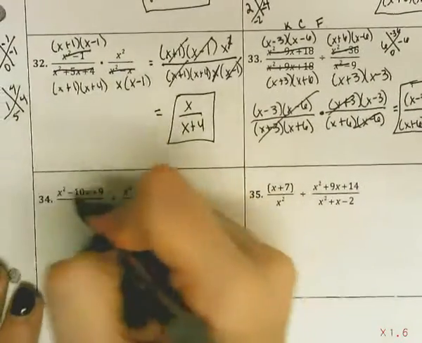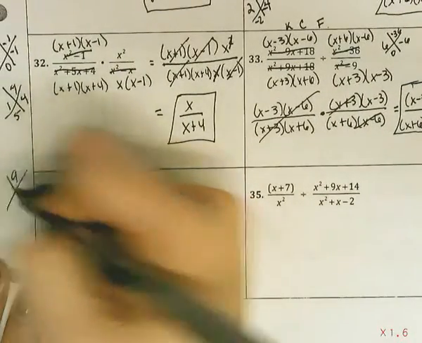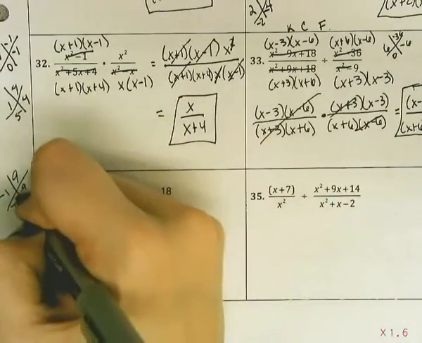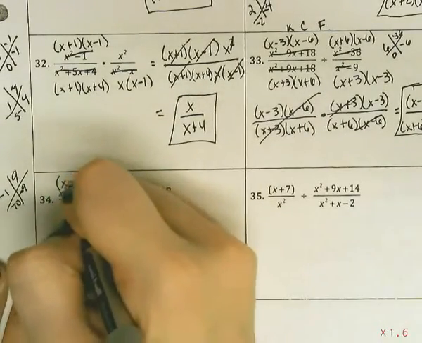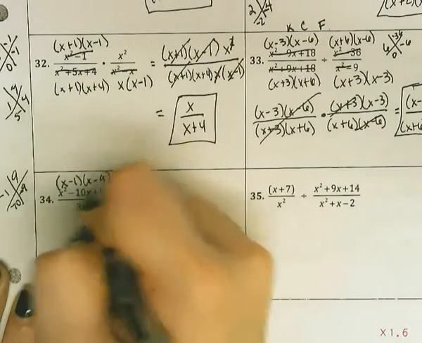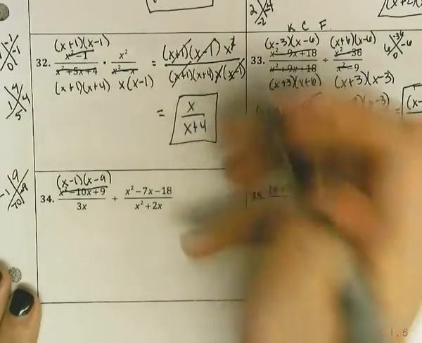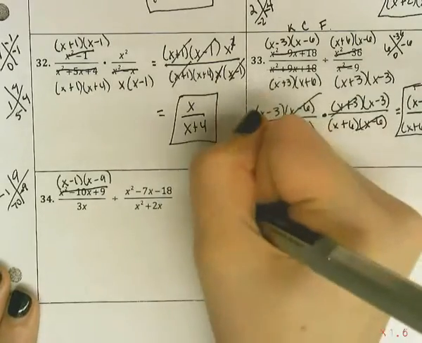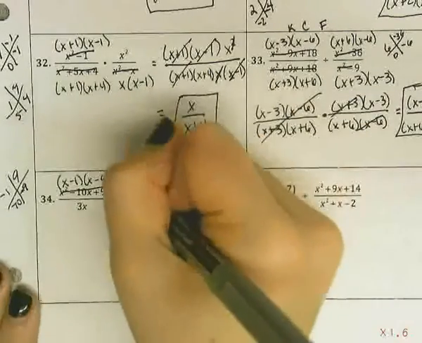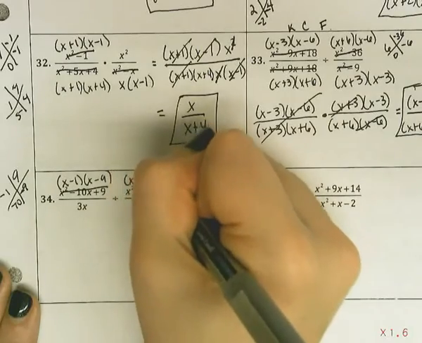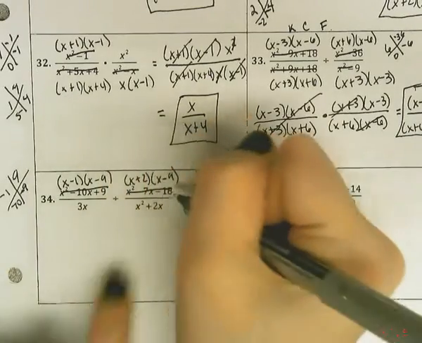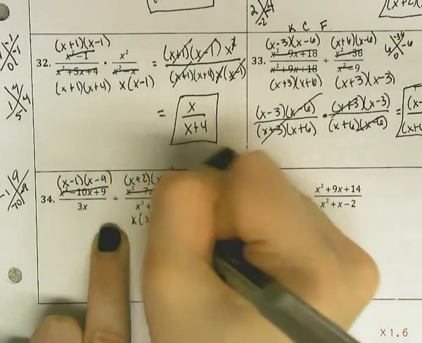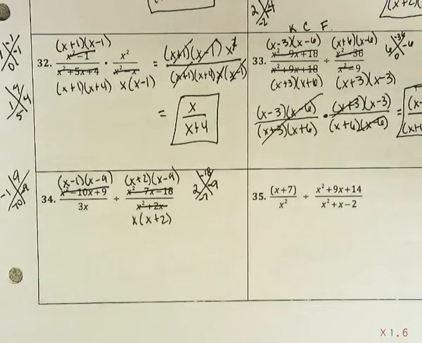34, we've got to factor this one. 9, negative 10, 1 and 9 with both being negative. Mark that out. We need to factor this one. Negative 18, negative 7, 2 and 9. Mark that out. X squared plus 2x. X times x plus 2. It was a greatest common factor.